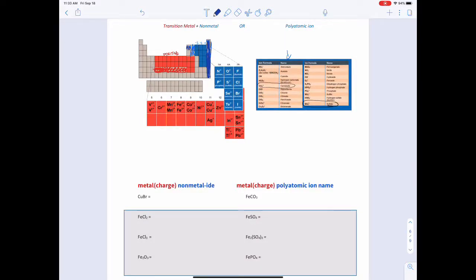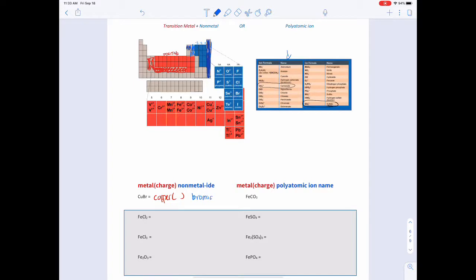The next category are with transition metals. There's the middle section of the periodic chart. They're the metals. They always go positive, but they can be different amounts of positive. So we need Roman numerals. Copper, we have to figure out the charge.